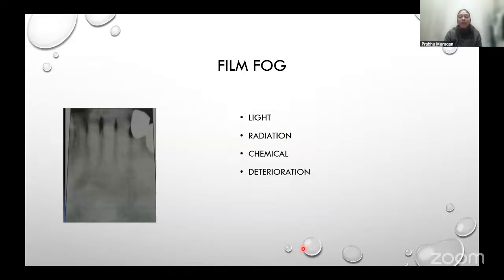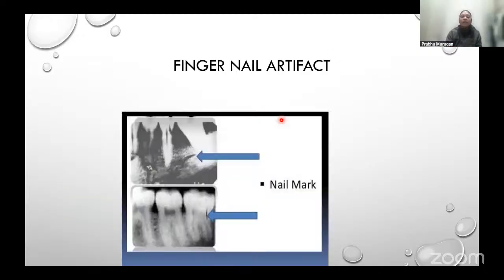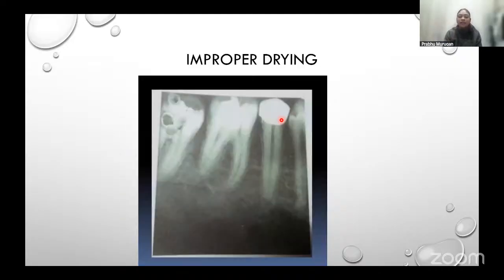Film fogging can happen because of four main reasons: exposure to light, improper radiation, that is backscatter of the radiation, contaminated chemicals, or deterioration of the X-ray film itself. These are the four main reasons that can cause film fogging. Fingernail effect is something similar to a fingerprint, like holding the film during processing. This can cast your nail mark over the final X-ray.